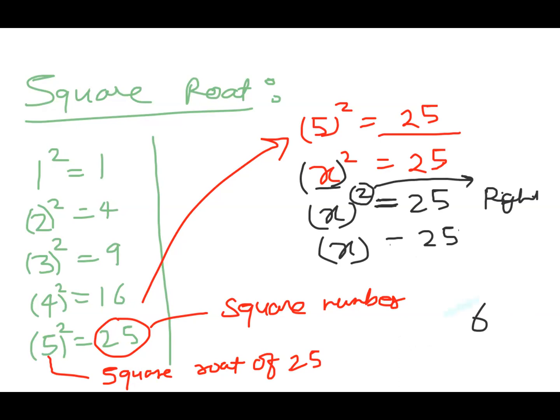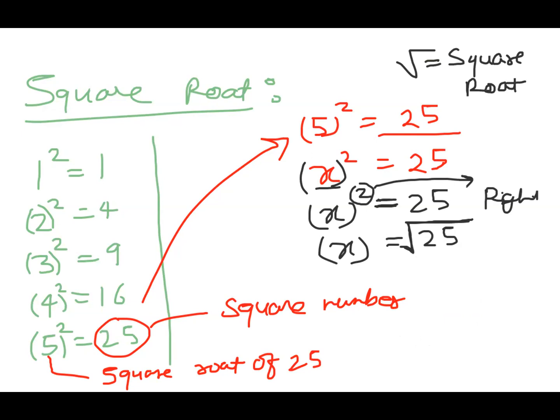A sign like this comes over here. This is square. A sign like this appears here, and this sign is called what? The square root. Remember the name.